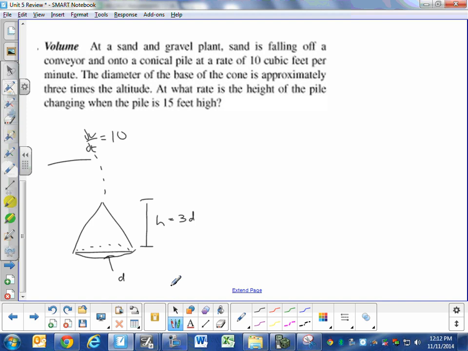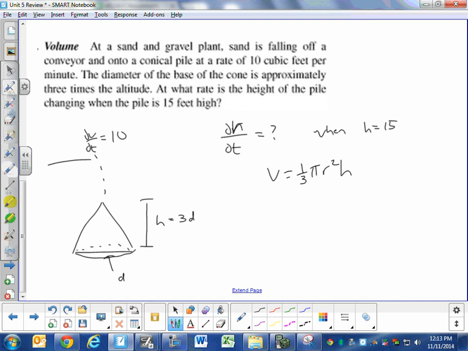Now, at what rate is the height of the pile changing when the pile is 15 feet high? So I'm trying to find dh/dt when h is 15. Now, the formula for the volume of a cone-shaped thing is 1/3 pi r squared h. I will give you those formulas on your quiz and on your test. So you don't have to worry about memorizing the volume of a cone.